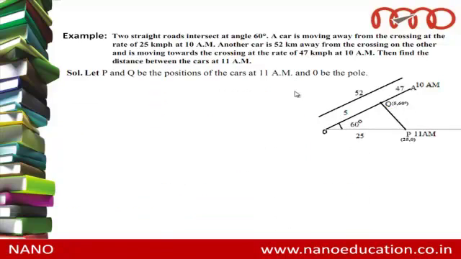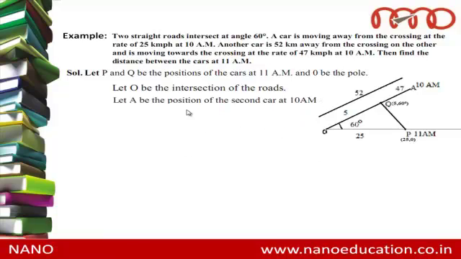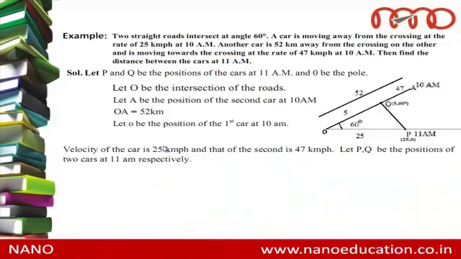Let us see the working. Let P and Q be the positions of the cars at 11 am and O be the pole. P is the first car, Q is the second car at 11 am. Let O be the intersection of the roads. Let A be the position of the second car at 10 am. OA is given to be 52 kilometers. Let O be the position of the first car at 10 am. It is at the initial point. The velocity of the first car is 25 km per hour, and that of the second car is 47 km per hour.